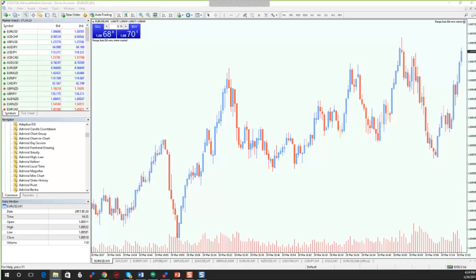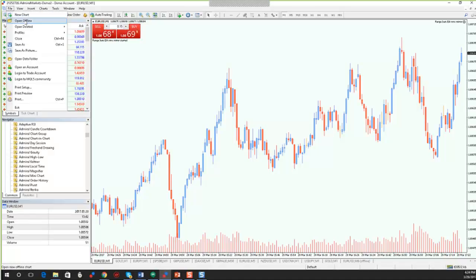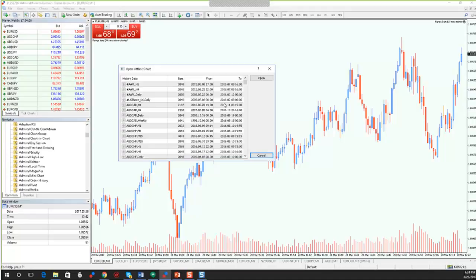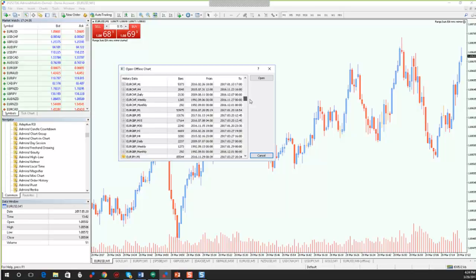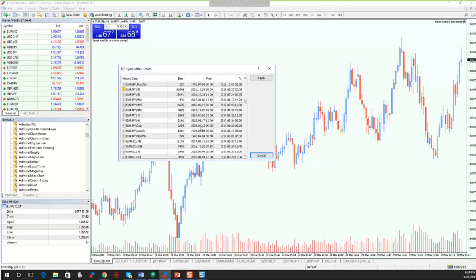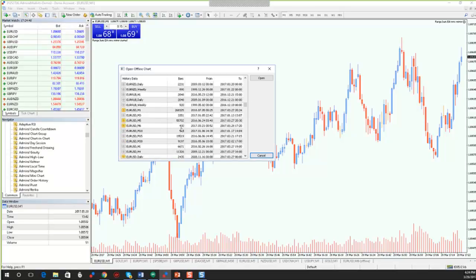Then, guys, sorry, I made a mistake. So you go to File and Open Offline. Here, Open Offline Chart. Here you need to find Euro Dollar M6 because you used 6 as the name for this offline chart. So we need to find Euro Dollar M6. Here it is. It shows 430 bars. You click on it and say open.